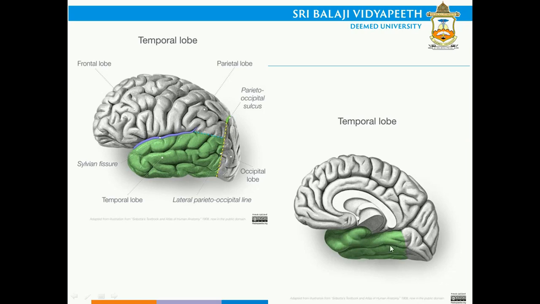So here you also have the lateral sulcus and the parieto-occipital sulcus. This is the frontal lobe and this is the parietal lobe. This fissure is called the Sylvian fissure. The Sylvian fissure is otherwise called the lateral sulcus, which divides the parietal lobe and frontal lobe from the temporal lobe.